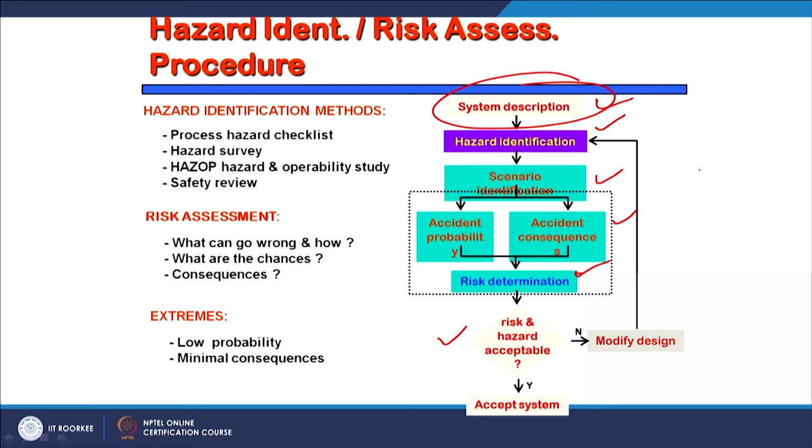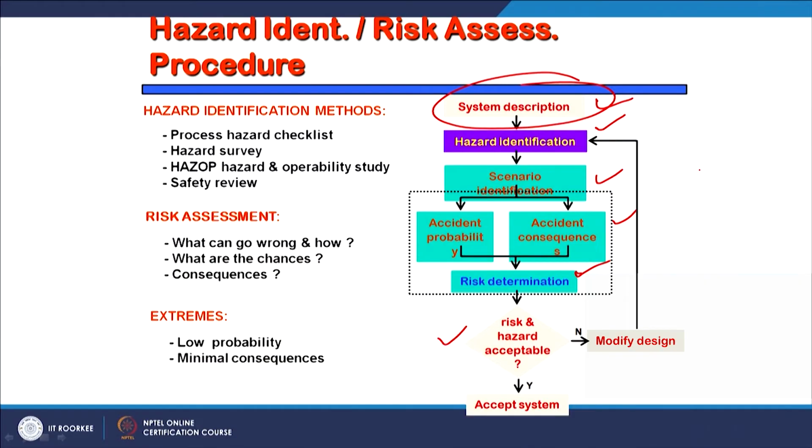So there are various subcomponents of all steps, like hazard identification methods. It attributes to process hazard checklist, which is purely based on your system description, hazard survey, HAZOP, safety reviews. Sometimes you may find that your worker or the plant person gives valid information: okay, gentlemen, something is leaking inside. It tells you that some process is malfunctioning. So don't ignore those safety reviews.